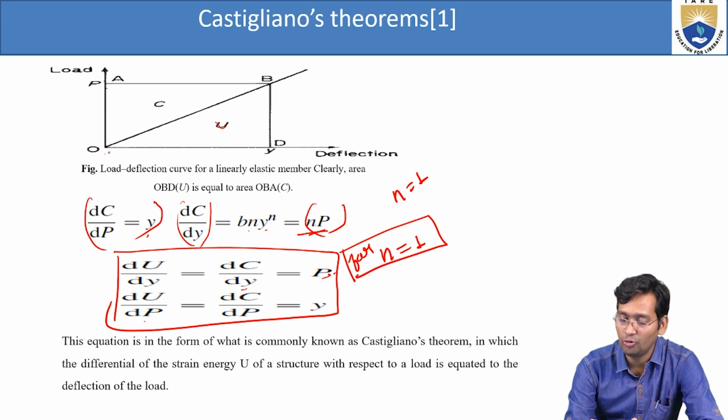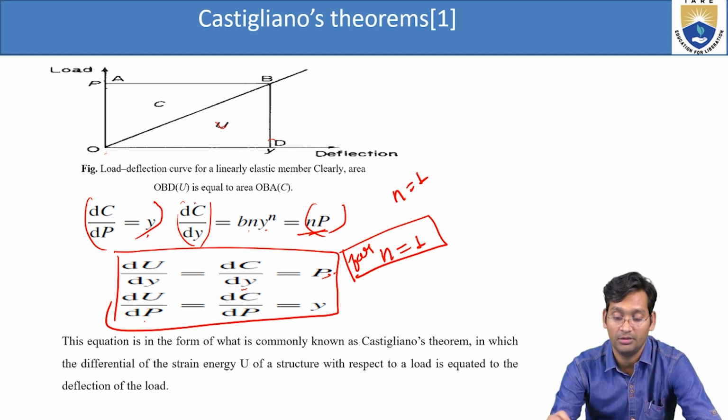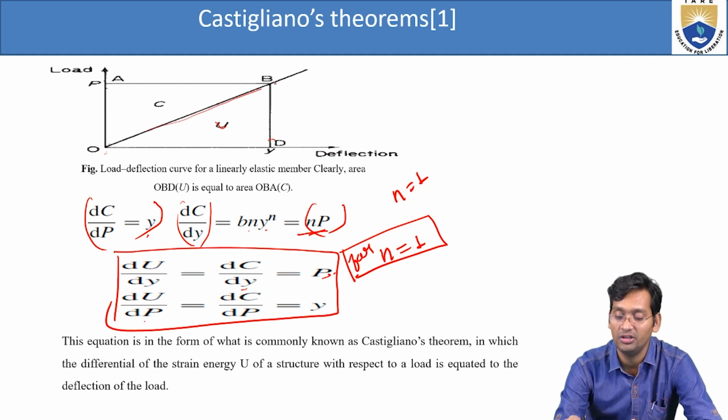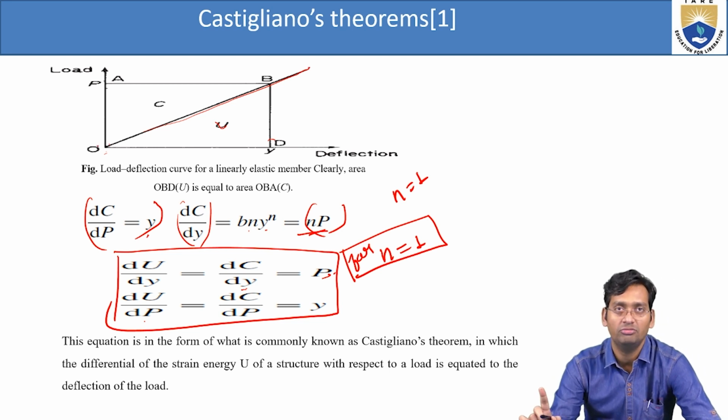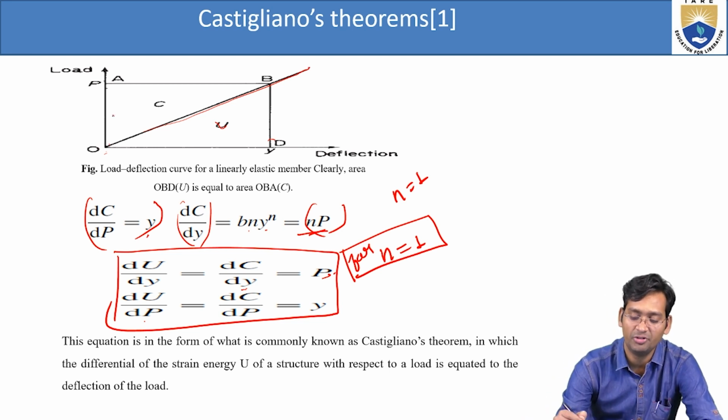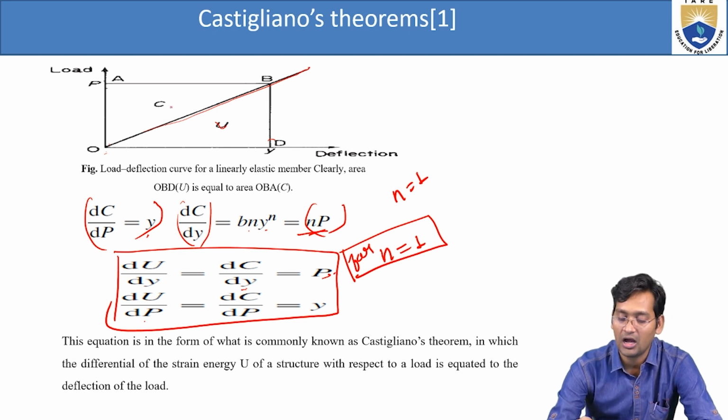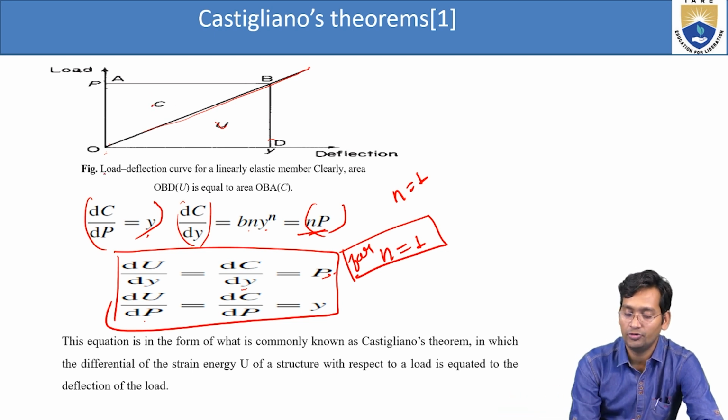Again same. So OBD will give you what? Strain energy for linear. Remember here this curve is linear, a straight line passing through the origin, having y-intercept 0, or this P-intercept 0. And the opposite is C. So the load deflection curve for a linearly elastic member.